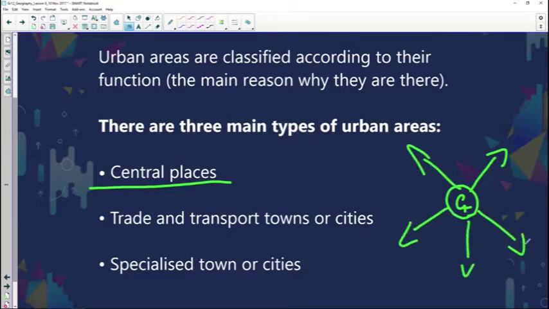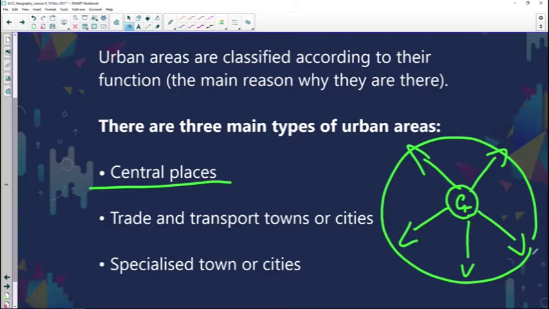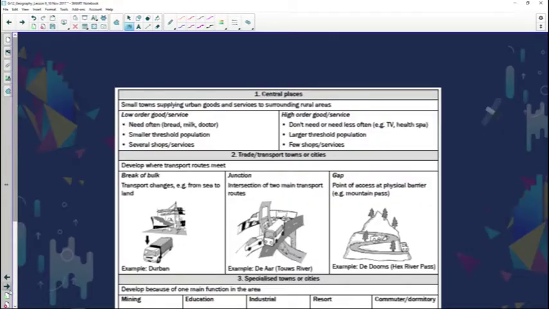For instance, basically the market. What do the farmers in the surrounding area do? They send their produce to the market. Or these farmers need to go and buy bread and milk. They travel quickly to the town of Ceres. Or these farmers need to go and service their cars, their tractors. They quickly travel to Ceres. We're going to look in detail at a couple more examples.